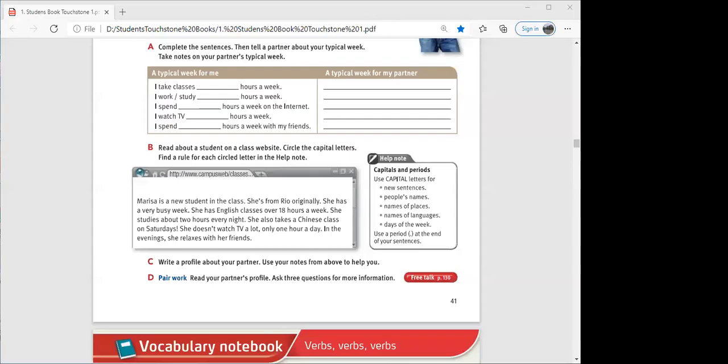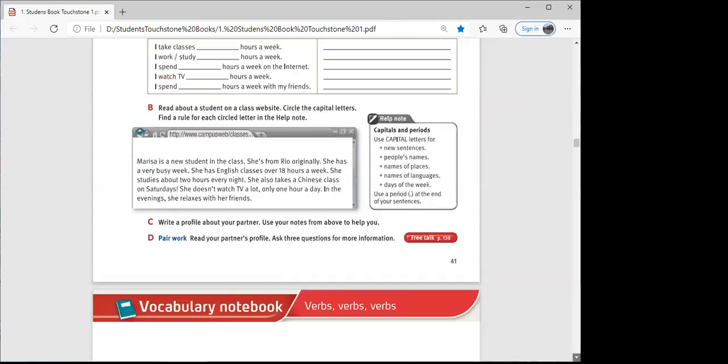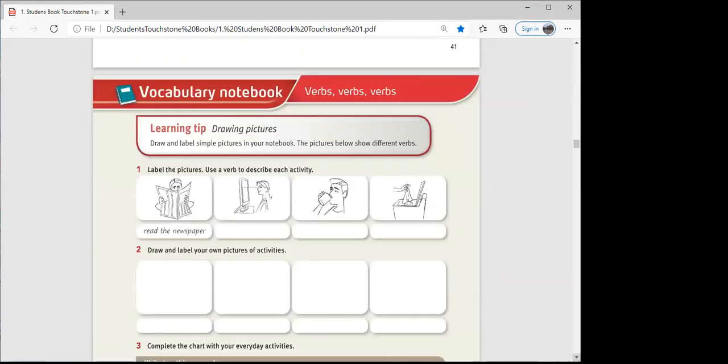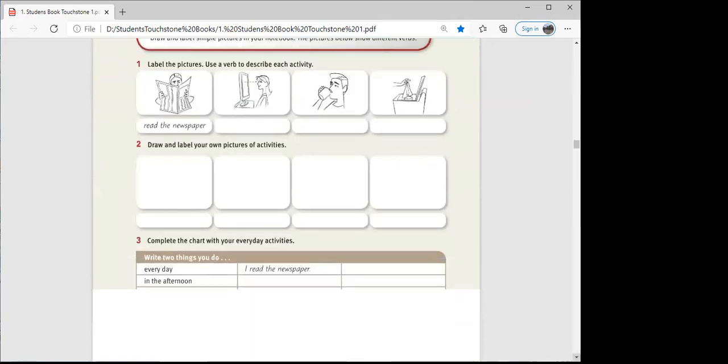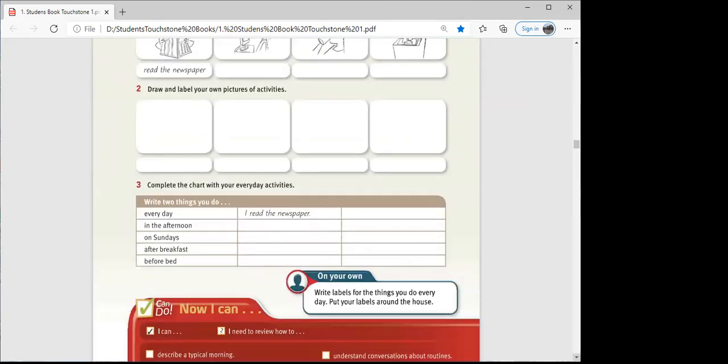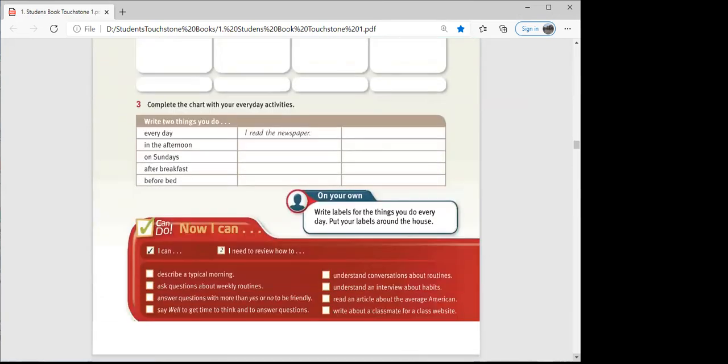Great. For part of your vocabulary or your homework besides the workbook, please try to check the last part of the book. You have a vocabulary notebook. You have verbs, verbs, verbs. Revísenlo. Y eso les puede servir muchísimo también.